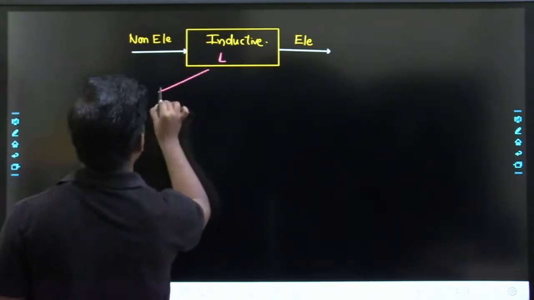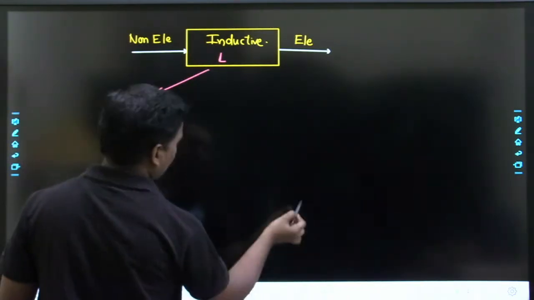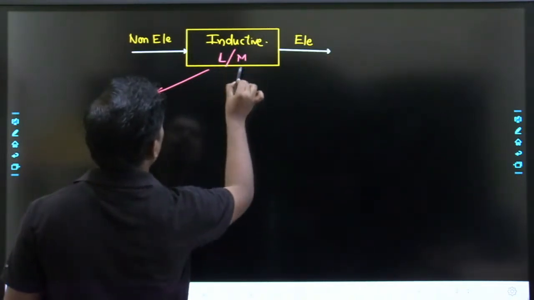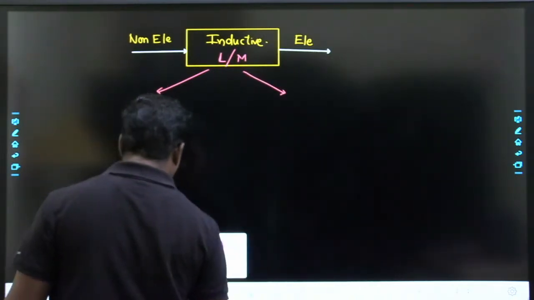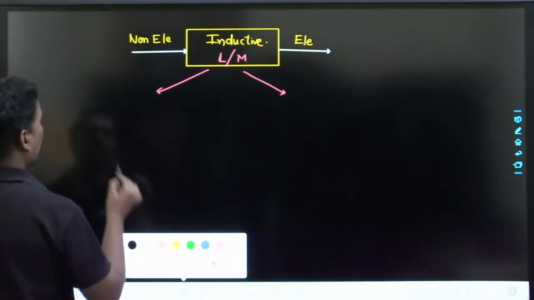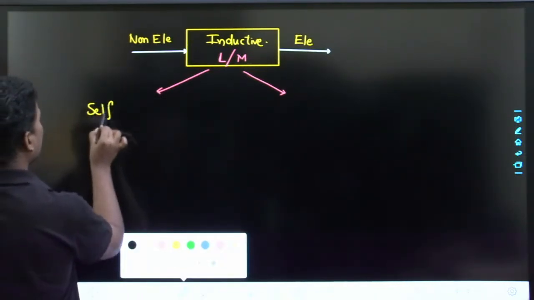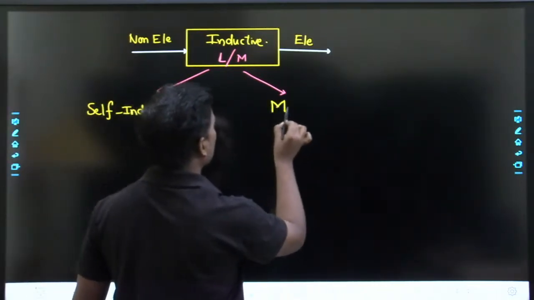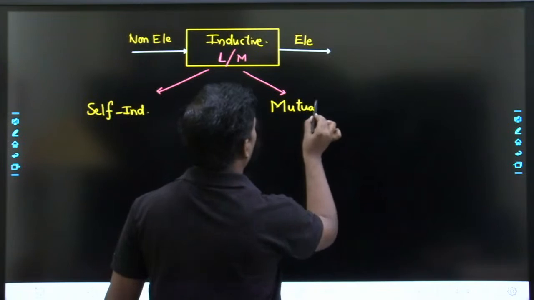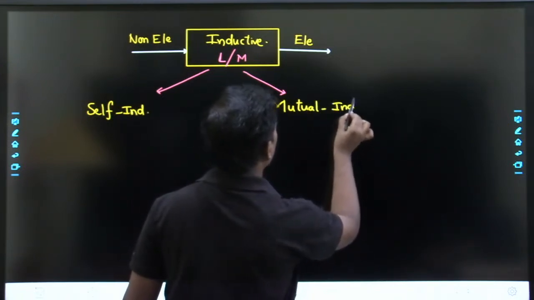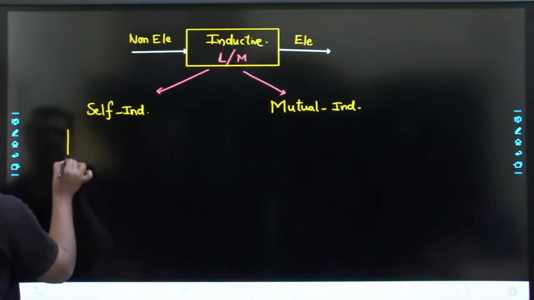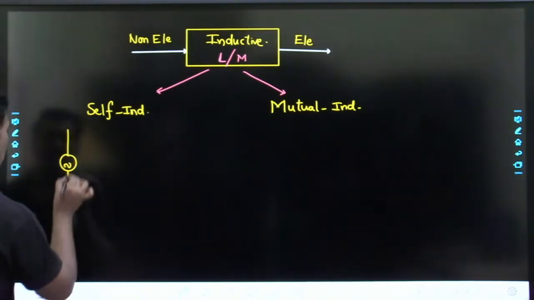When I say inductance, my dear students, it can be self-inductance or mutual inductance also. So there are two types of inductances. One is self-inductance, the other is mutual inductance. So what is self-inductance? What is mutual inductance? If two coils are present, so if this is our self-inductance.